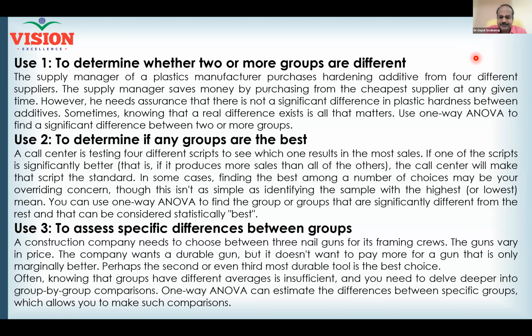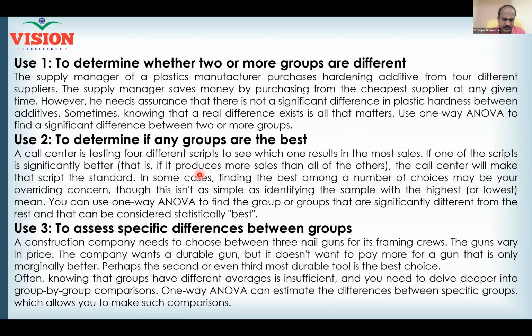Can you see that, all of you? Kind of one-way Anova. And there are four different suppliers. With all of them, we look for the hardness of the material they supply. And if there is no significant difference in the hardness of the material, then your idea of choosing the cheaper quote is really a good one, right? And that's the point. Now let's try to understand the next example, to determine if any groups are the best.